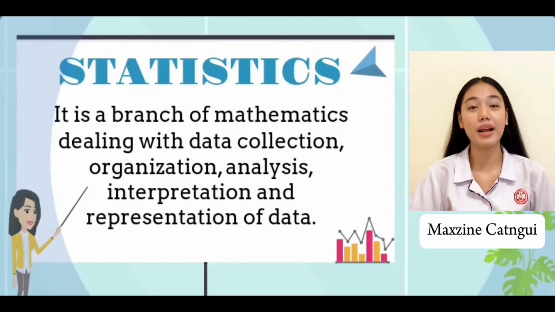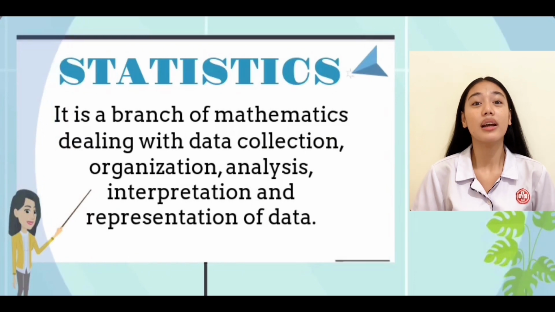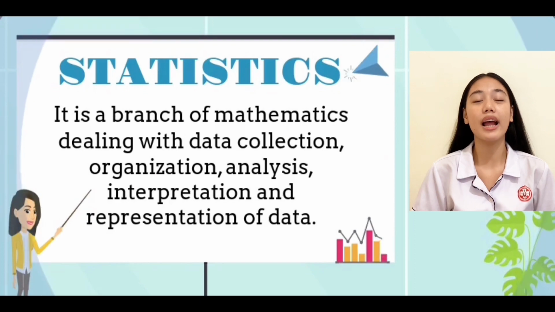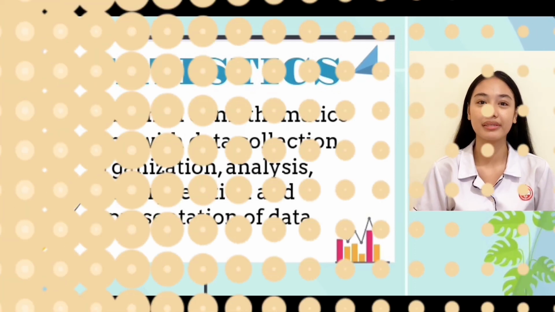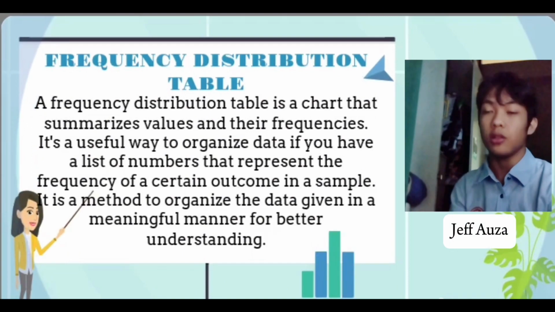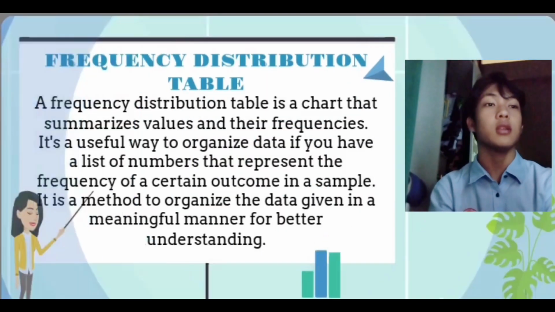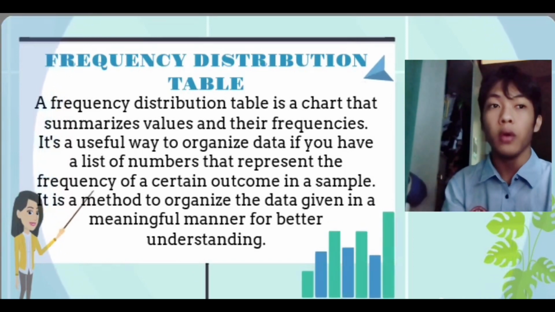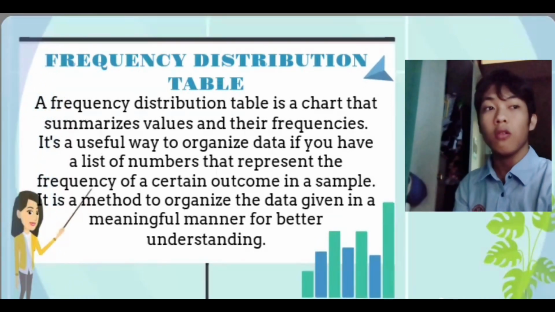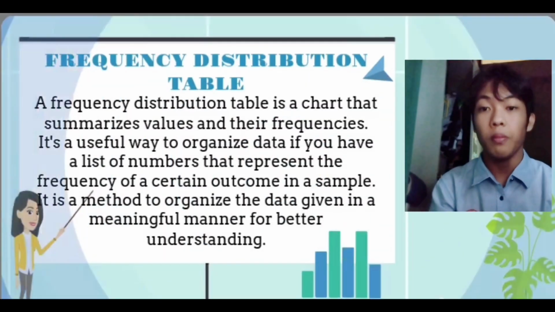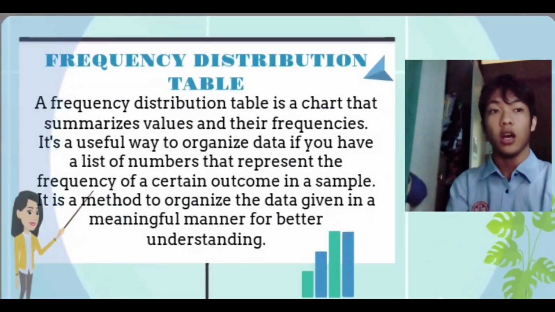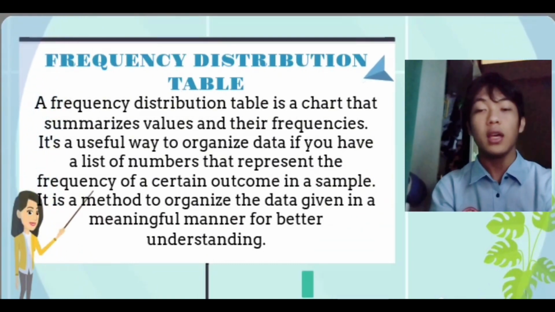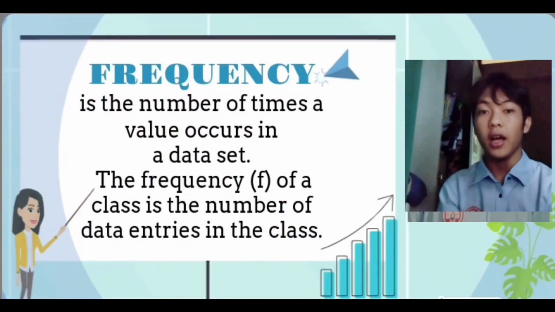Statistics. It is a branch of mathematics dealing with data collection, organization, analysis, interpretation, and representation of data. A frequency distribution table, isa itong chart na nagsasummarize ng values and their frequencies. Isa rin to sa pinaka-useful way na mag-organize ng data kung naibigay na ang mga number na nagre-represent ng frequencies natin of a certain outcome in a sample. It is also a method to organize the data given in a meaningful manner for better understanding.